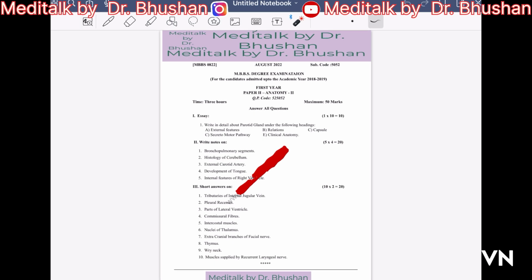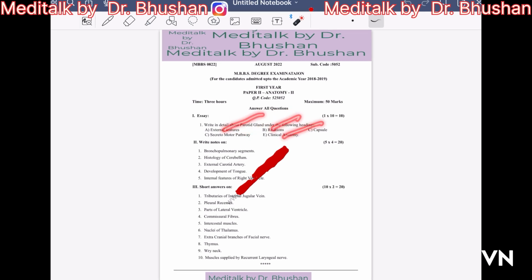First is write in detail on parotid gland. Parotid gland previously also asking. This is an important question. External features, relations, clinical anatomy, secretomotor pathway for the 10 marks.